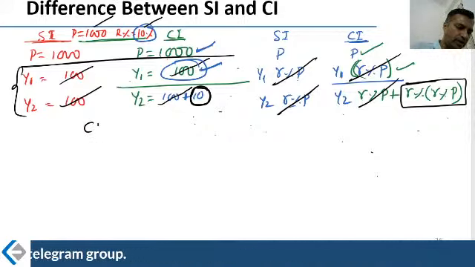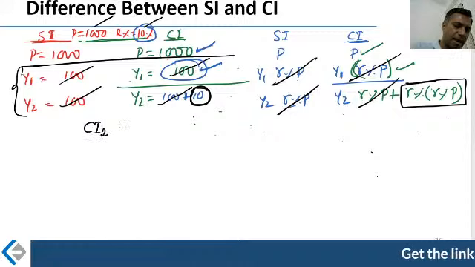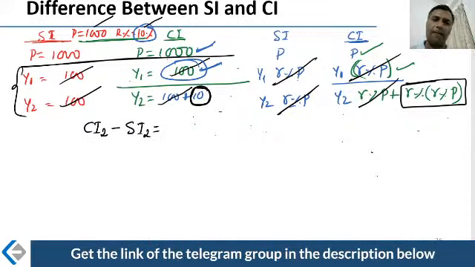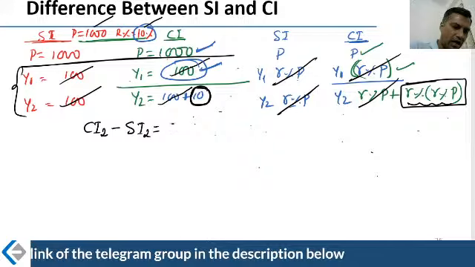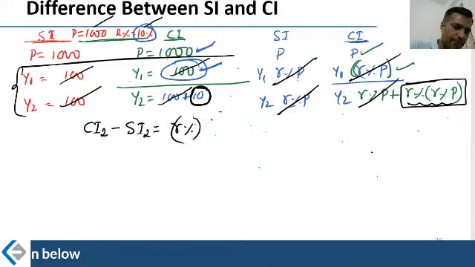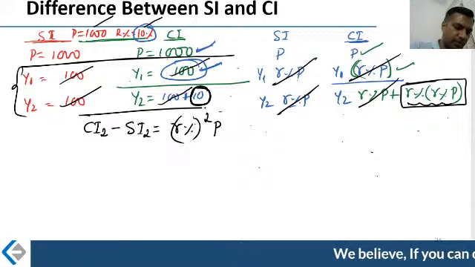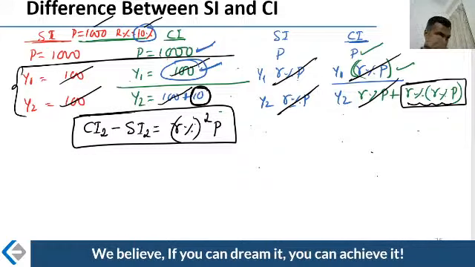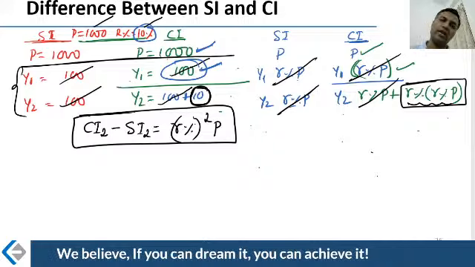Therefore, compound interest for 2 years minus simple interest for 2 years on a particular sum at a particular rate of interest is going to be, what is this? R percentage whole square times of principal. I want you to remember this. Compound interest for 2 years minus simple interest for 2 years is nothing but rate of interest, or R percentage whole square times of principal.